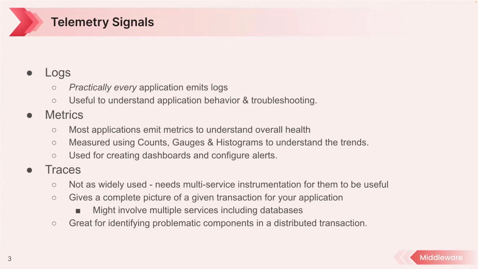The third signal is traces. Now, traces is one of the least used observability signals. The reason being, for traces to be useful, you need to instrument your entire stack, if you will. If you have a microservices architecture where a request comes in, it goes from service A to service B to service C, and only service A is instrumented, it's not much use to have traces there. You need to instrument every microservice for them to be of any value.